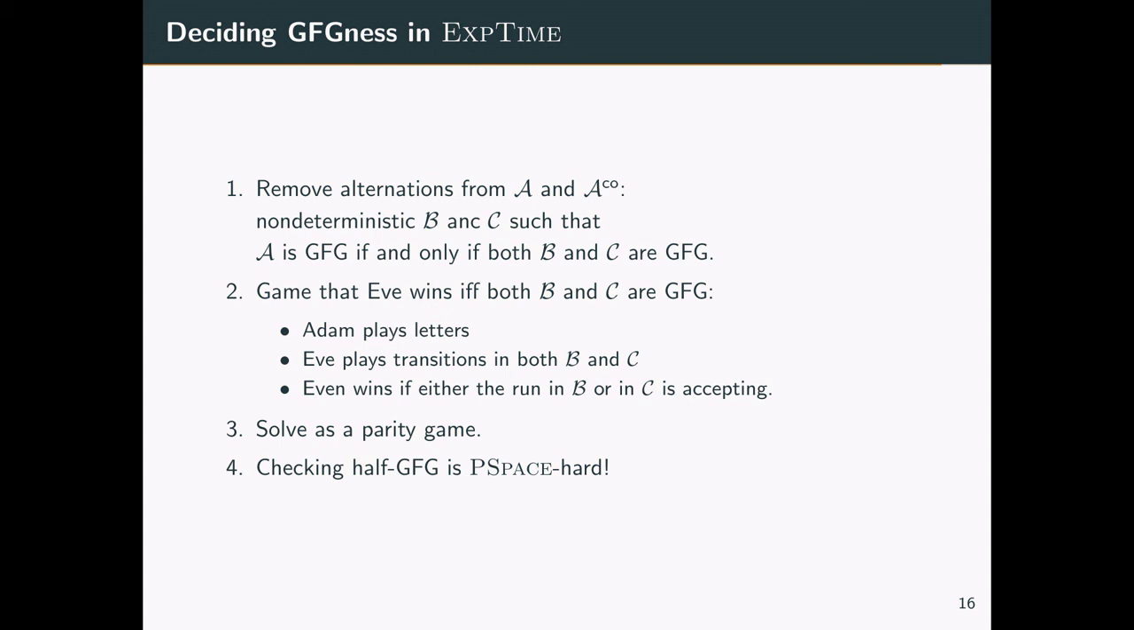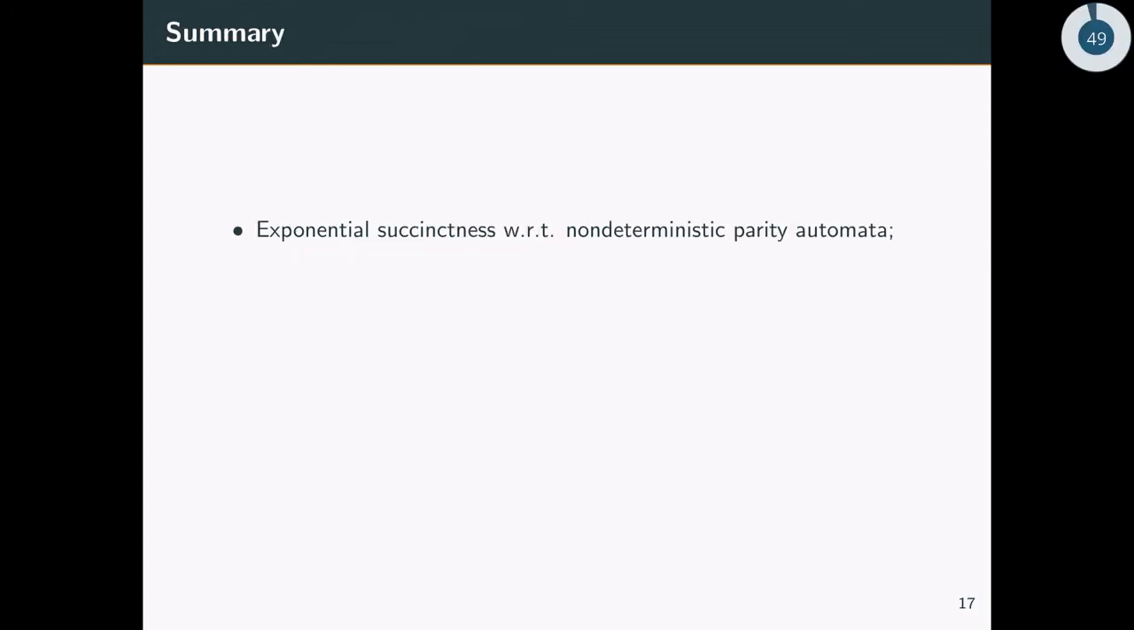Now, in contrast, checking whether an alternating automaton is half good for games, so checking whether, for example, the non-determinism is good for games, we have a lower bound for that, and that is PSPACE-hard, which is an interesting contrast to this algorithm.